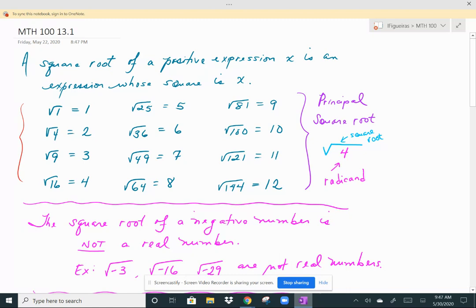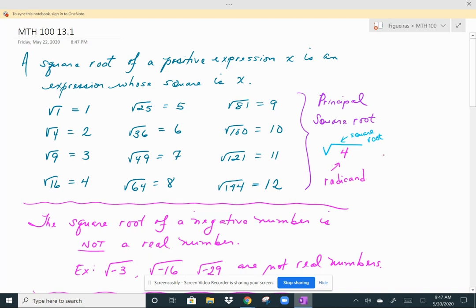So the square root of 1 is 1, square root of 4 is 2, etc., all the way up to square root of 144 is 12. There are more square roots, like square root of 169 is 13, but these are the ones that will show up the most in problems, so make sure you know them.